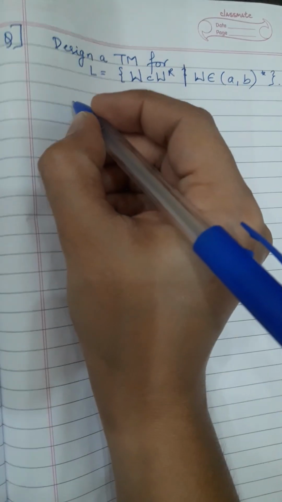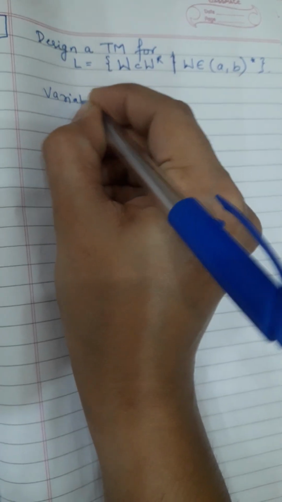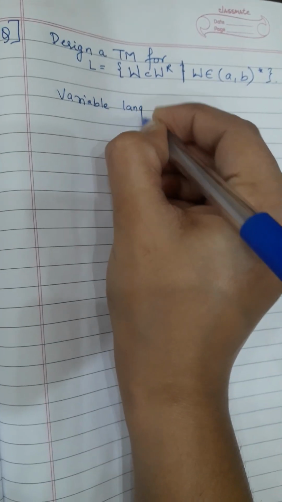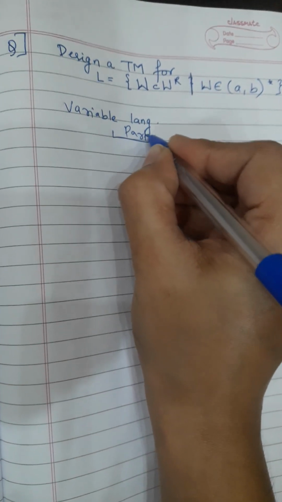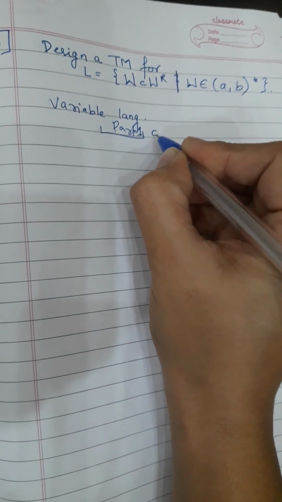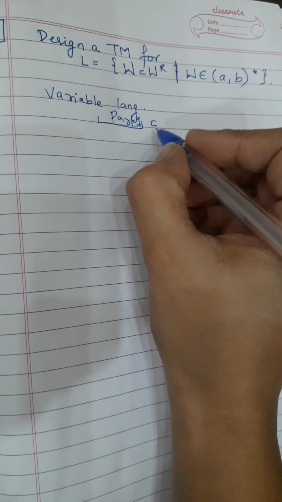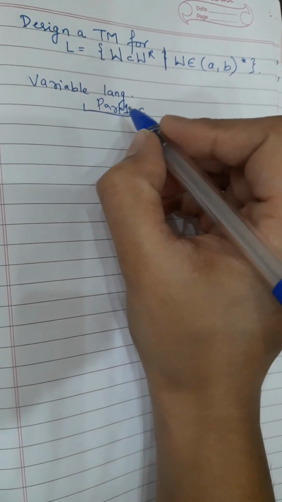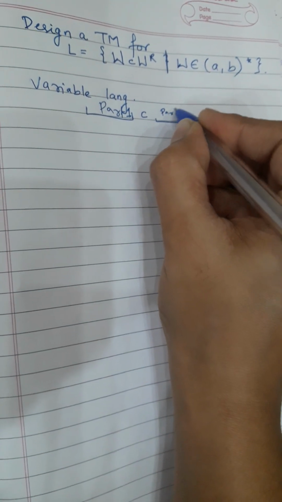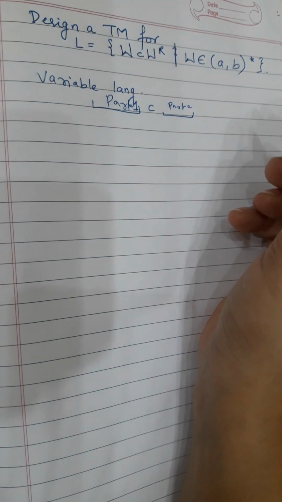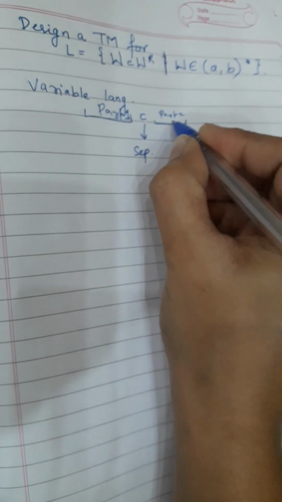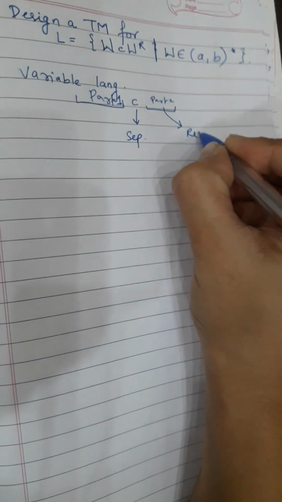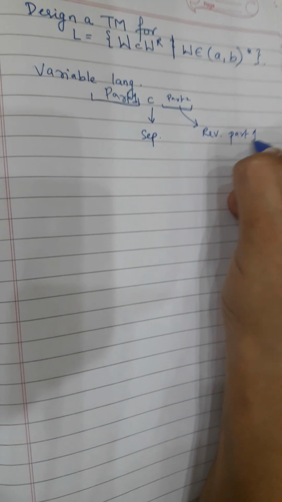Now here, basically, this is a variable language where we have the first part, say part 1, then we have a compulsory symbol C, which is basically the separator between the first and the second part in the string. And what is C here? C is the separator, and what is part 2? This is the reverse of the part 1 string.